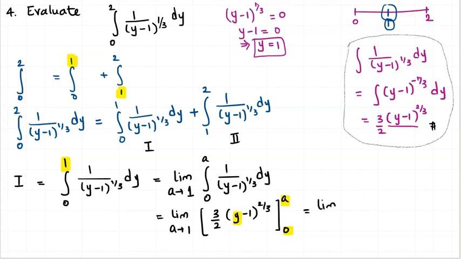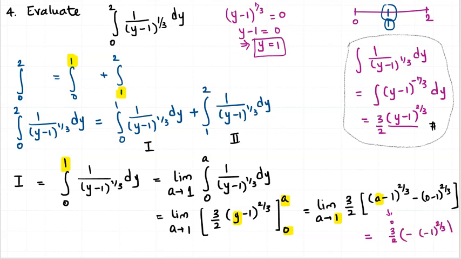That gives you limit a approaches 1, 3 by 2, (a minus 1) to the power 2 by 3 minus (0 minus 1) to the power 2 by 3. And then what you have? You have a approaching 1, so this will become 1 minus 1. This gives you 0, and this will remain the same. So this gives you the final value of part 1 as minus 3 by 2 times (minus 1) to the power 2 by 3.